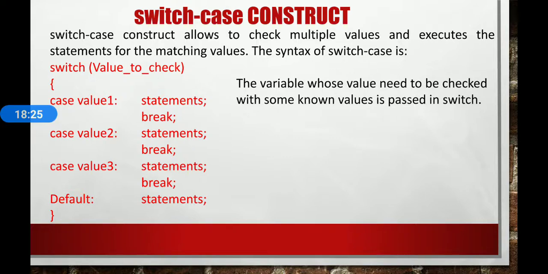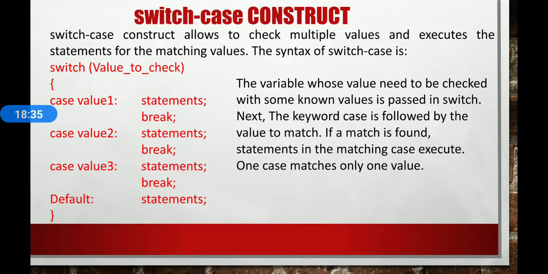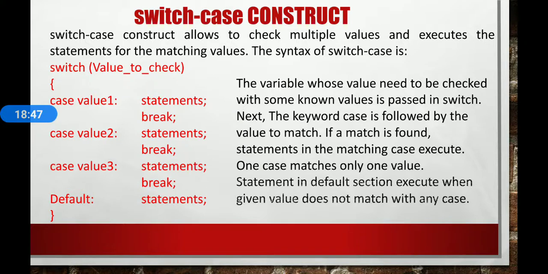The variable whose value needs to be checked against known values is passed in switch. Next, the keyword case is followed by the value to match. If a match is found, the statement in the matching case is executed. Only one case matches. The statement in the default section executes when the given value does not match any case.